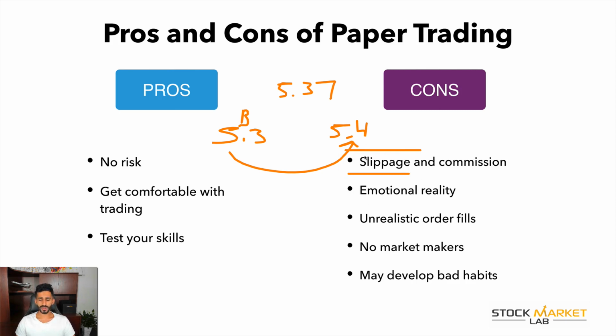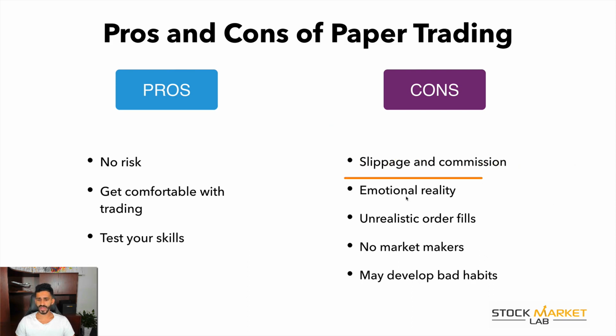And slippage on a real account, you might actually pay a higher price. Paper trading is not going to factor in slippage. It's just going to give you whatever price there is, instead of a real account, where you're actually going to have to fight for the shares. You're going to actually have to get the shares from someone that's looking to buy or sell them. So this is the first con.